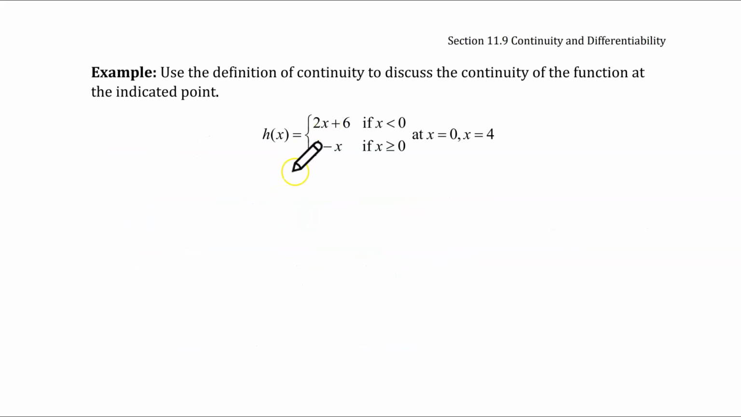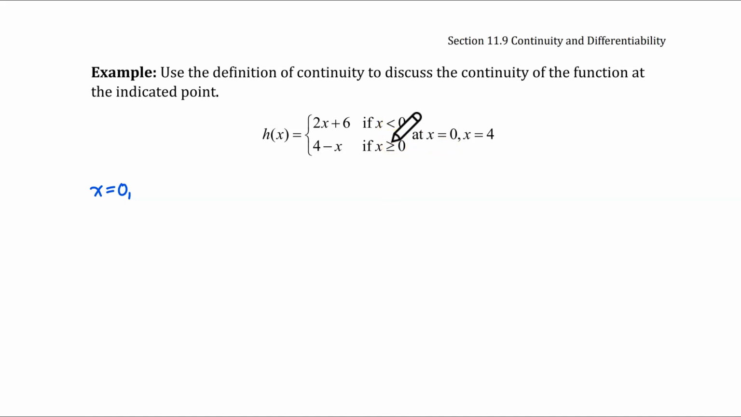Another example. In the example here, we are given a piecewise function and we want to discuss the continuity at each of these points. So we want to know if the function is continuous at each of these points here. Now we start at x equals 0. Now notice that x equals 0 is an endpoint of the interval here. So therefore we suspect that the function may be discontinuous at this point.